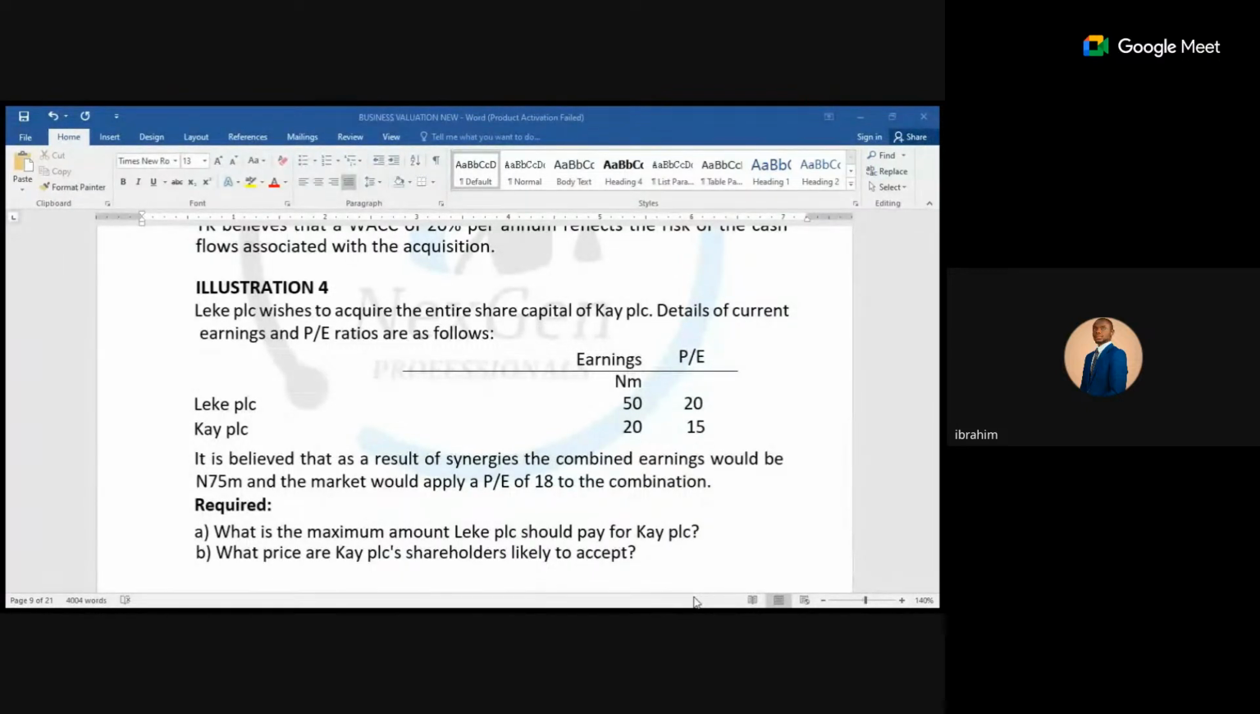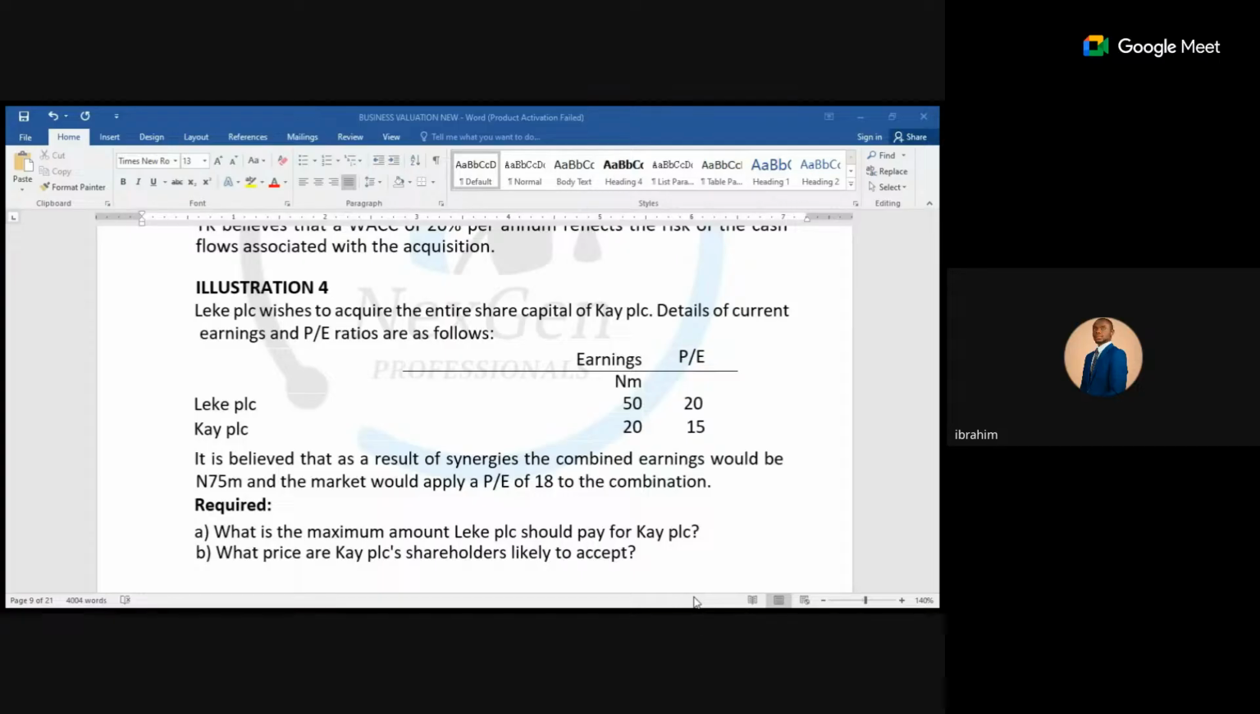It is still one of the reasons why you value a business, because of 100% acquisition. We have the earnings for Lekki, then the earnings for KPLC, then the PE ratios. 20, they have 20, you have 15.